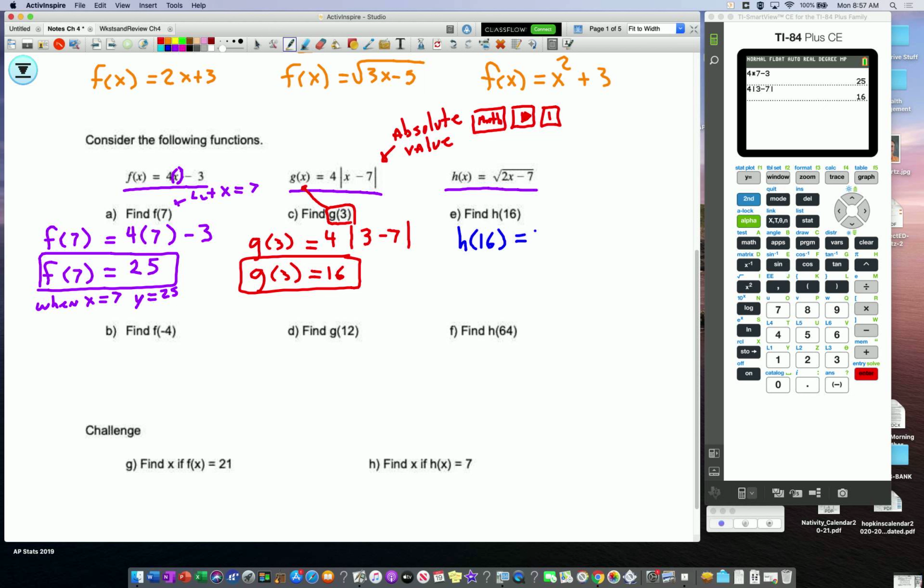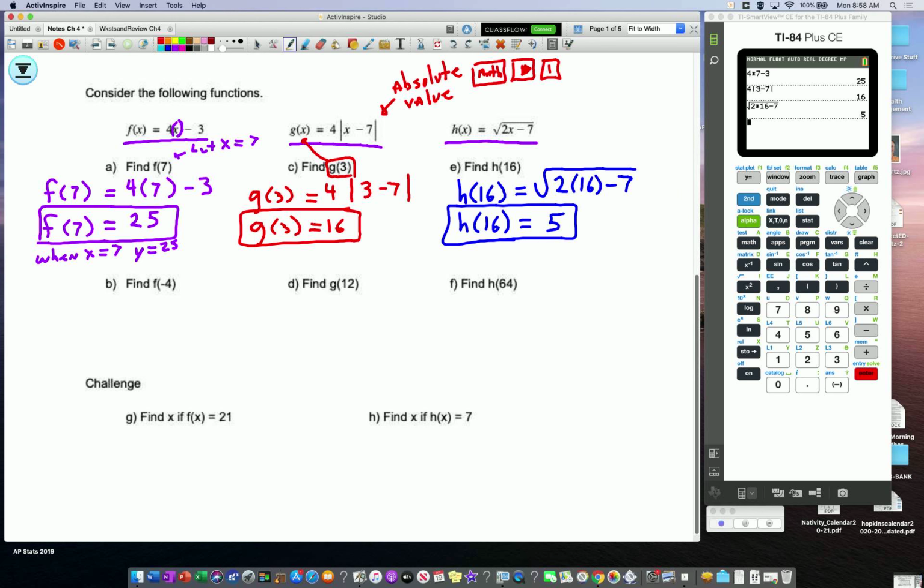So I plug in the square root of 2 times 16 minus 7. So h of 16, calculator time. So the square root symbol is second x squared. 2 times 16 minus 7. Whoa, let's clear that. 2 times 16 minus 7, because, oh my goodness, it's not taking my symbols here. That's a little annoying. All right, and I get 5.